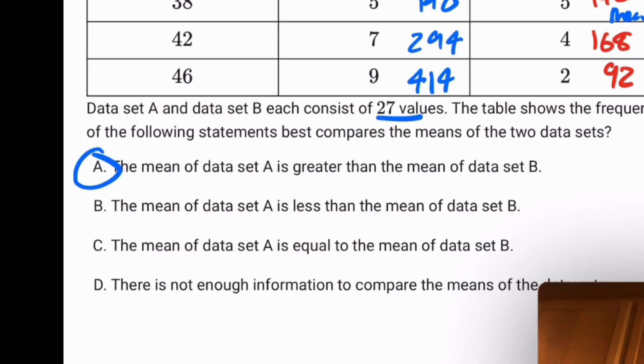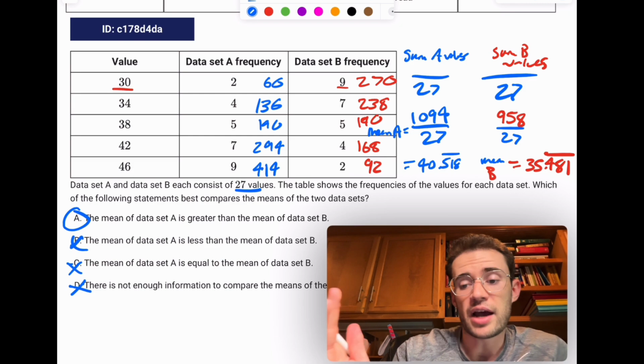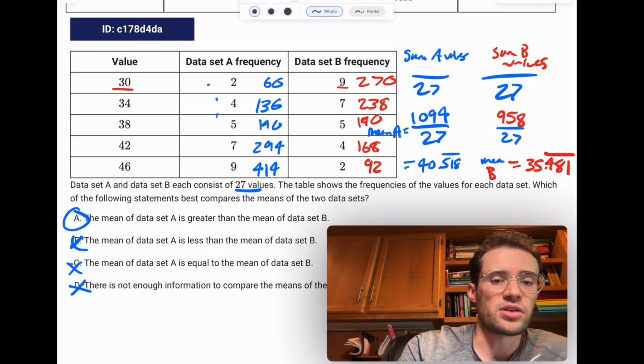So that looks good. The mean of dataset A is less than the mean of dataset B. That's not that. The mean of dataset A is equal. No, they're not the same mean. There's not enough information to find the means. There is now, right? You had to calculate the mean, but you can find all of the values based on this, right?